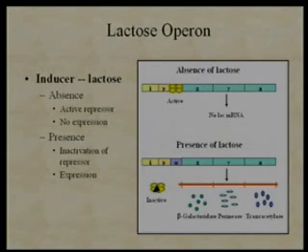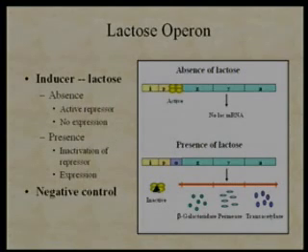So we now free the operator. That allows transcription to initiate from this promoter and transcribe your polycistronic messenger RNA, and you make all the enzymes necessary for lactose utilization. So in the absence of lactose, the genes will be turned off. In the presence of lactose, the genes get turned on in an inducible system.